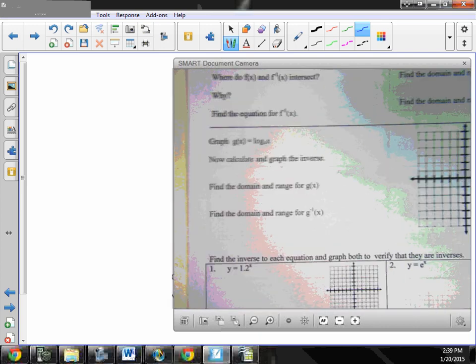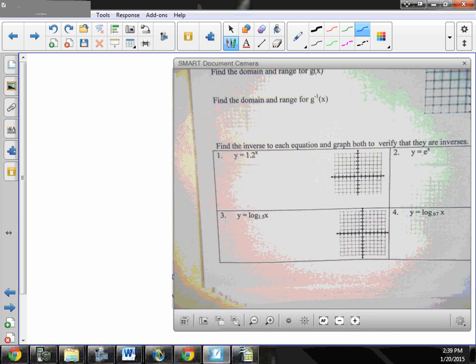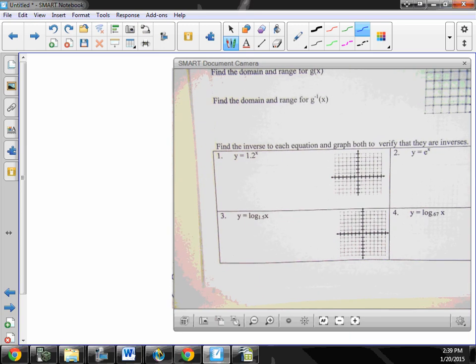Okay, so look at number 1. For your assignment today, you need to invert and graph both and verify that they are inverses. There's no answer sheet on this, but you don't really need one, because if you graph the first one and then you graph the inverse, you'll notice that they are in fact inverses.